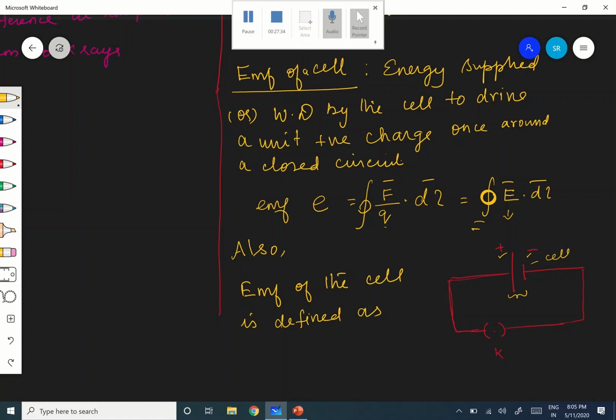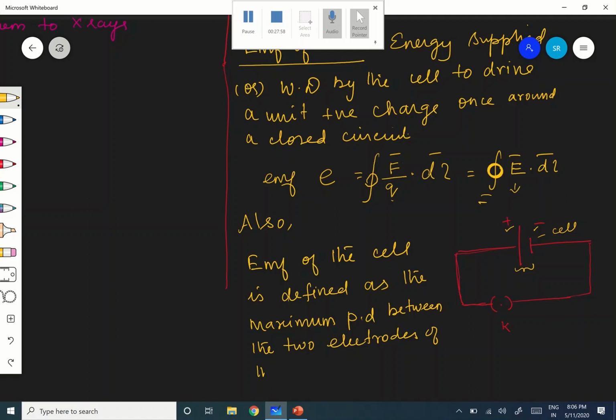This is very, very important. The EMF of the cell is defined as the maximum potential difference between the two electrodes of the cell when no current is drawn from it. What do you mean by no current is drawn from it?